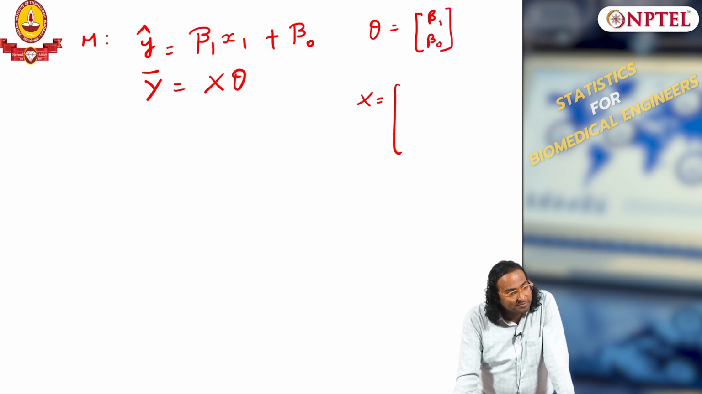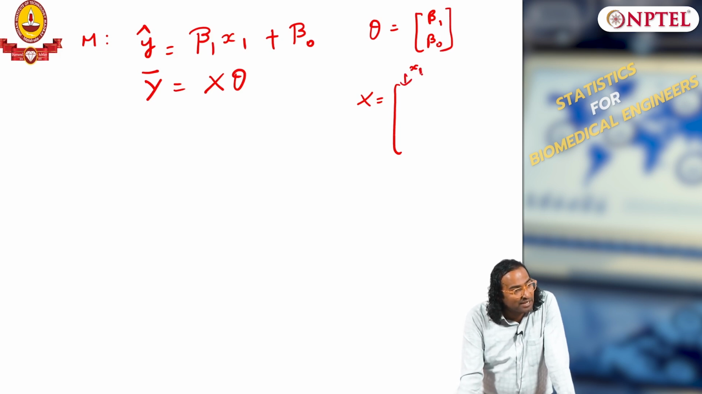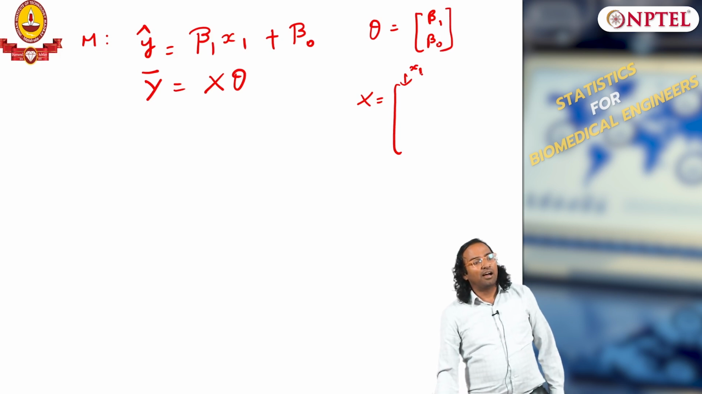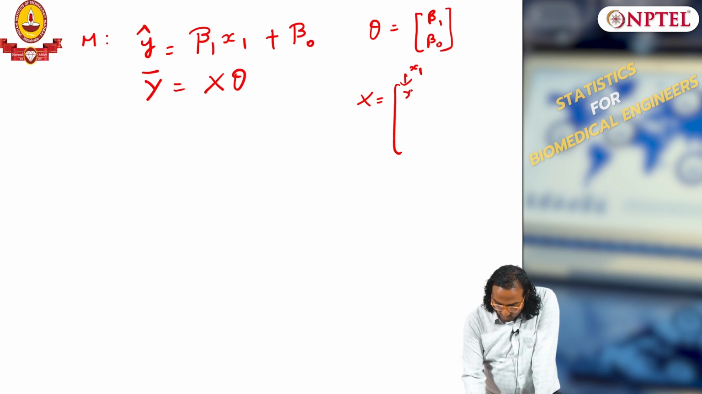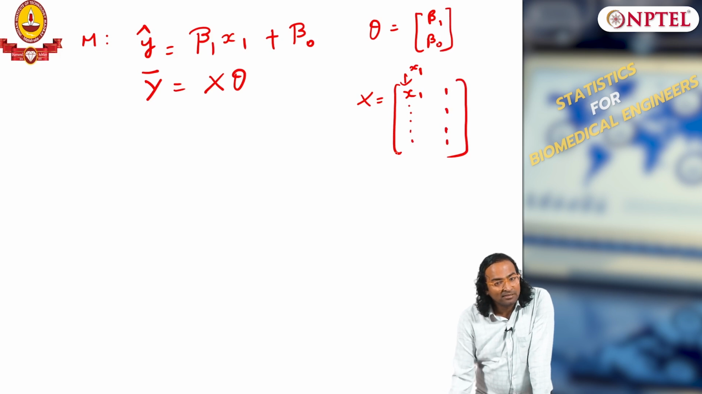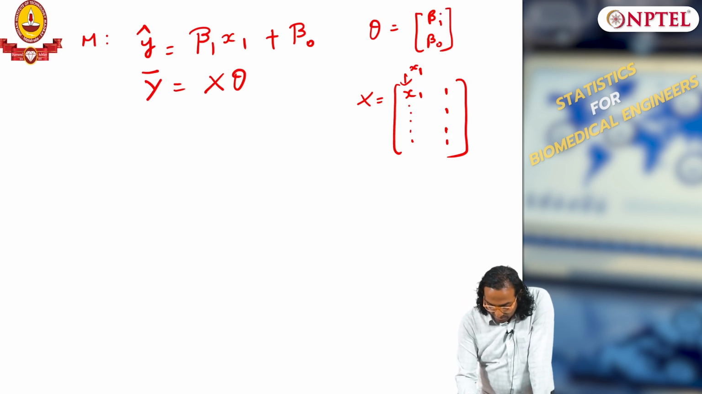What about x? This will be x1. Is x1 a vector or a matrix, or a single number? Vector of what? Observations, right? Vector of observations of the input, right? So, x1 is a vector. So, this is x1, and what is this? 1, right? If I want to append it, I will just append it as 1, because the weightage for beta naught is 1.